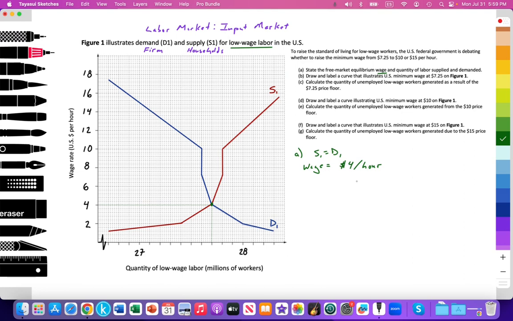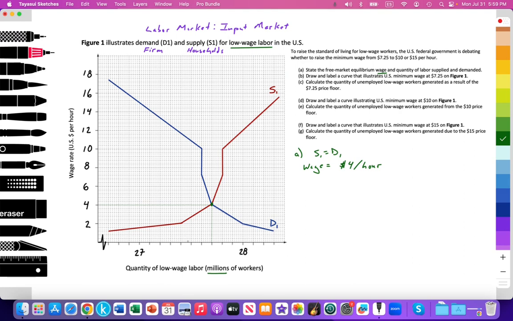Without that government intervention, the supply of labor and the demand for labor would be equal at an amount of $4 per hour. What is the quantity of labor supplied and demanded? So we're going to have to do some counting. So here we have 27 million. Here we have 28 million.